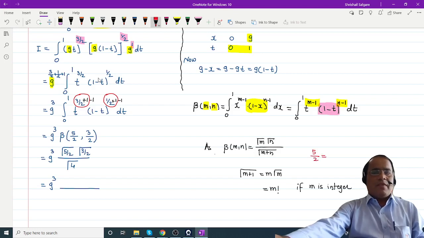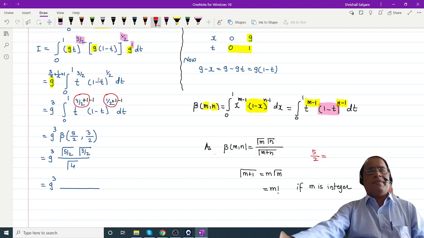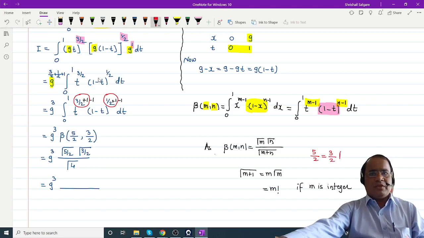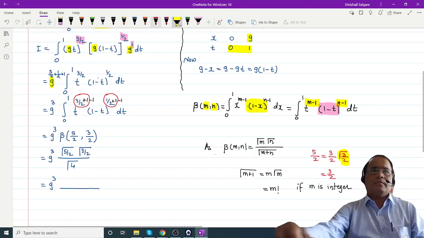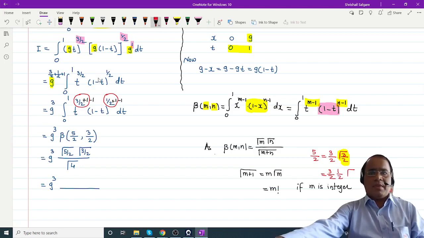So for gamma of 5 by 2, what you have to do is reduce this number by 1. If you reduce 5 by 2 by 1, what will come? 5 by 2 minus 1 is 3 by 2. Yes, it can be written as 3 by 2 into gamma of 3 by 2. This outside 3 by 2 I will write as it is. Now further, applying the same property for gamma 3 by 2, you have to reduce that number by 1. What will come? 1 by 2. Yes, 1 by 2 into gamma of 1 by 2.